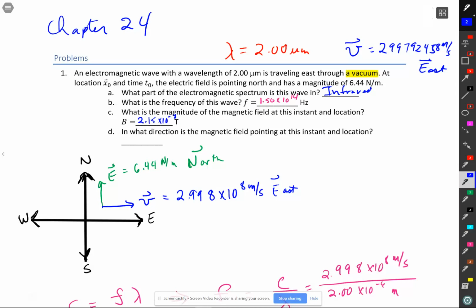And finally, in what direction is the magnetic field pointing at this instant and location? Now, if you go back to the textbook, section 24.3, where I was, you have a figure, figure 24.7, which shows an electromagnetic wave with the direction of the electric field, magnetic field, and velocity. And the relationship of the directions there is immutable. It has to be that way.